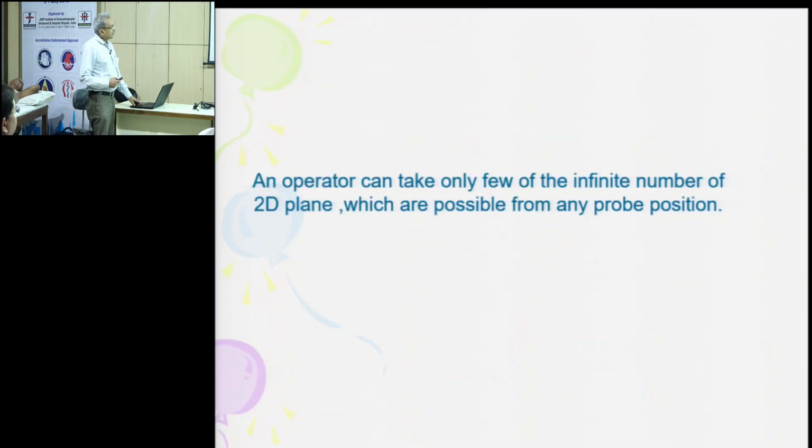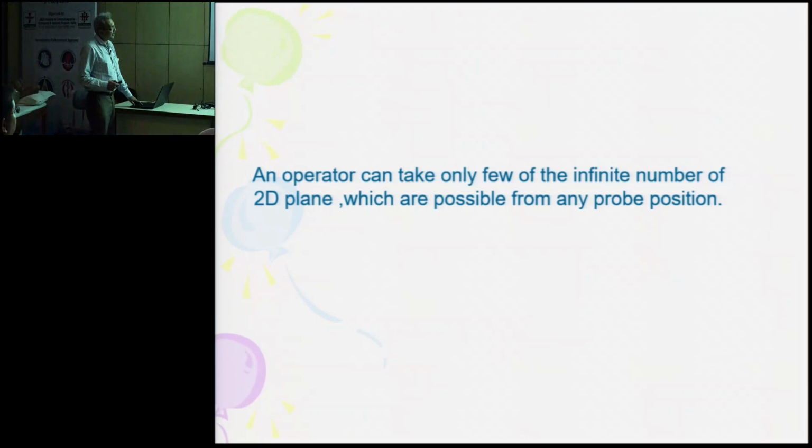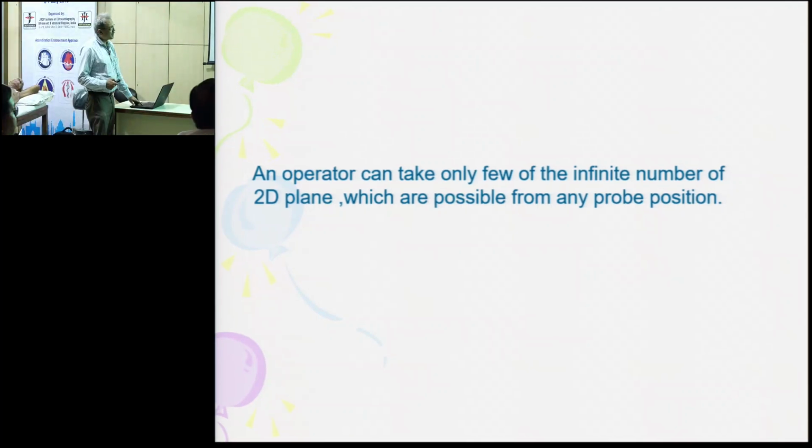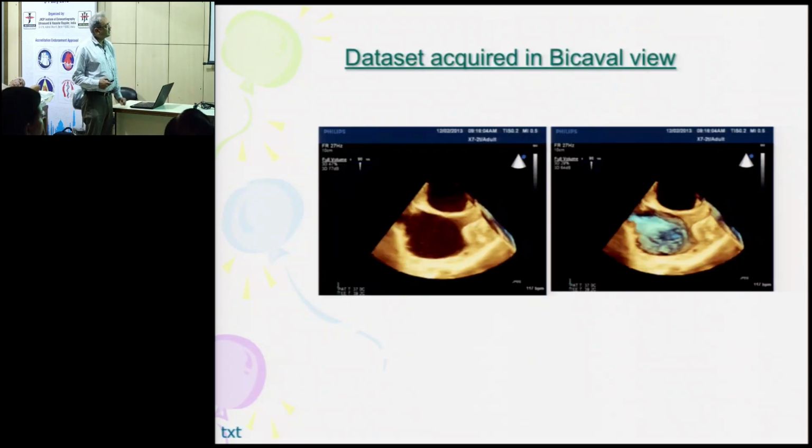So this is the difference. An operator can take only a few minutes of the infinite number of 2D planes which are possible from any window position. And this leads to intra- and inter-observer variation, and the 2D echocardiographic assessment of an ASD can lead to serious underestimation of the defect size.